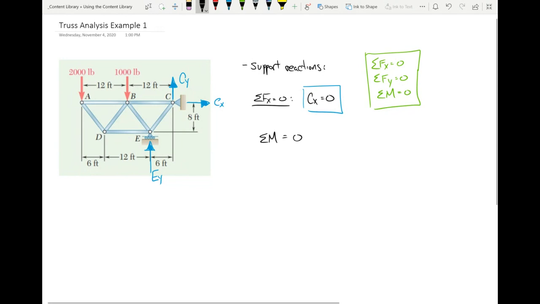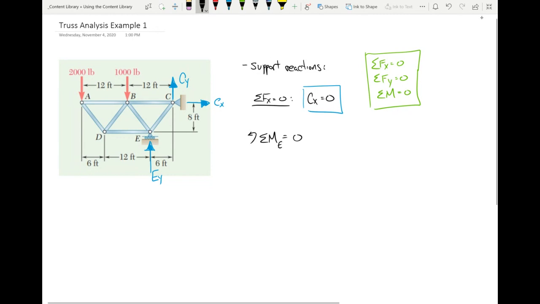Okay. Now it doesn't really matter where we sum moments. I think that we should sum moments though about where one of our reactions goes through. So we'll let chat figure this out. You want me to sum moments at C or do you want me to sum moments at E? Doesn't really matter either way. While you're doing that, let me get my calculator out. E, all right. We'll sum moments at E.